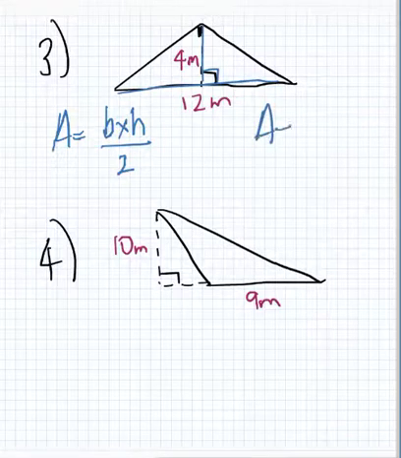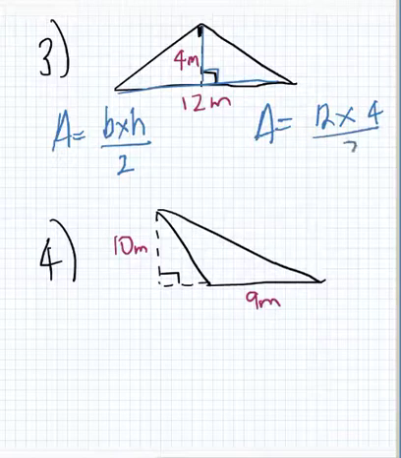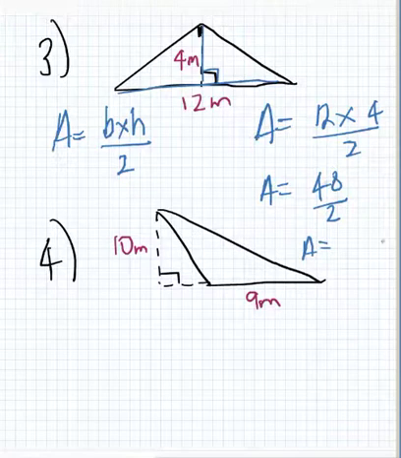Area of a triangle, I'll just put it here, I haven't got room down beneath it, is base, so 12 times height, which is 4, and we halve it. Now, let's do this mentally. We don't need a calculator. 12 times 4 is 48 divided by 2. And because when we divide by 2, we're halving something. So what's half of 48?